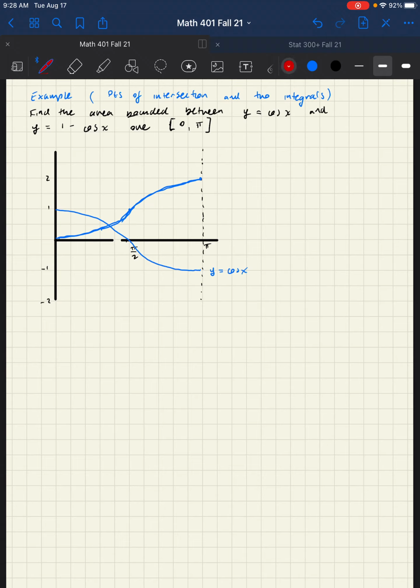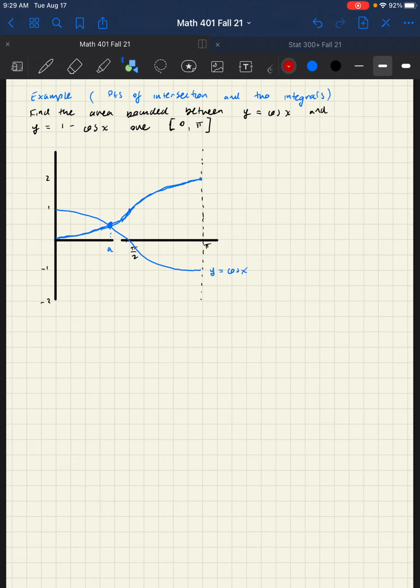And the important part here now is if I'm looking at the area bounded between the two integrals, so first of all, they intersect at some point here that I don't know. I don't know what this point is yet, okay? So I'm going to need to find that point, and I'm going to call that A.